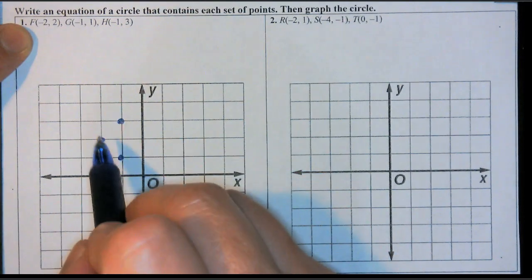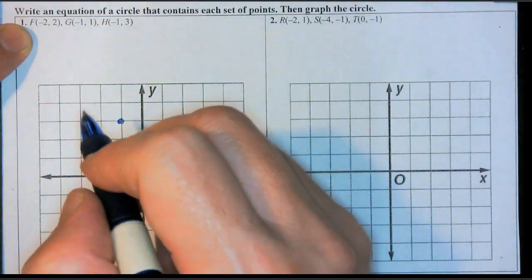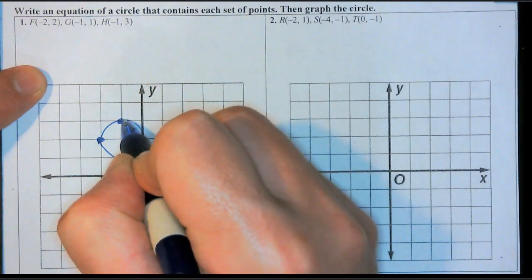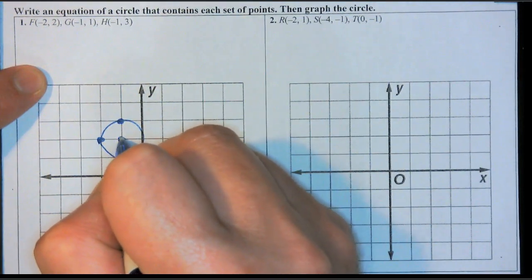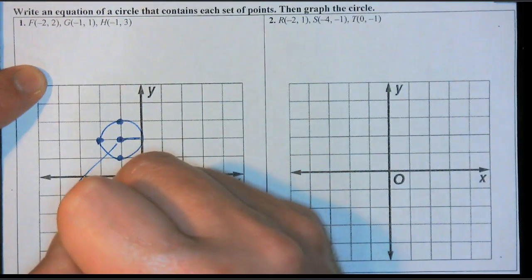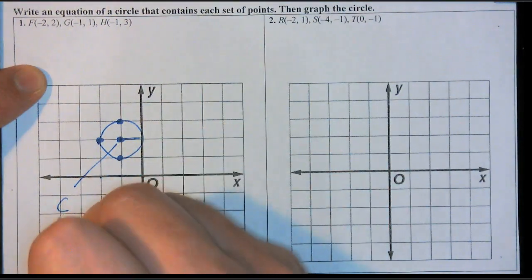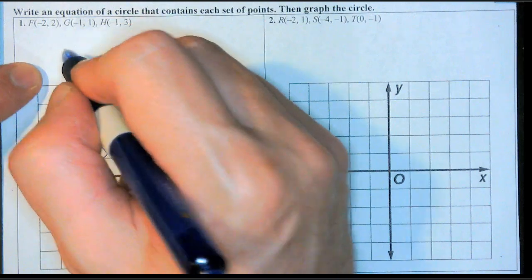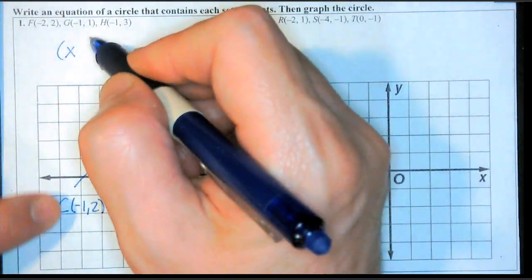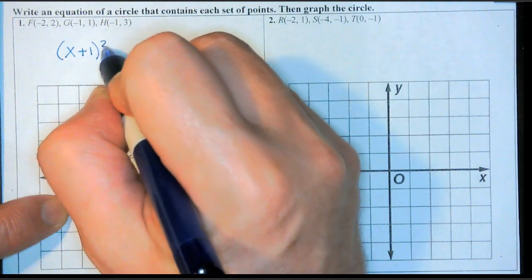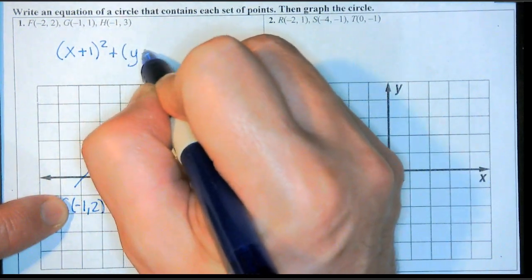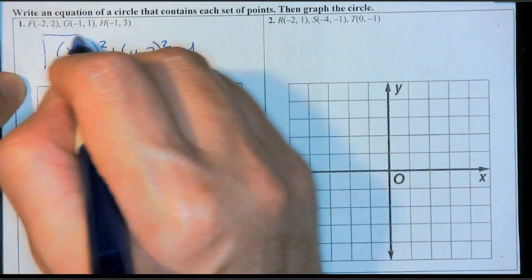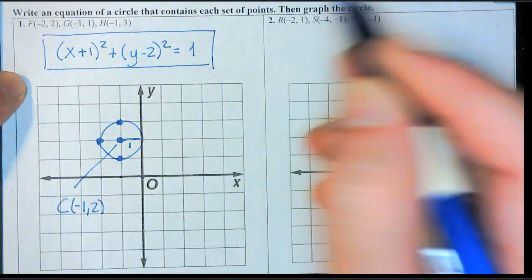So because we know these are points on the circle, that means that my circle is going to be something like this. So right there, I can estimate that my center will be at negative 1, 2, and my radius is 1. So remember, to write the equation of a circle, you change the sign. So x plus 1 squared plus y minus 2 squared equals the radius squared. So that's the equation of my circle.